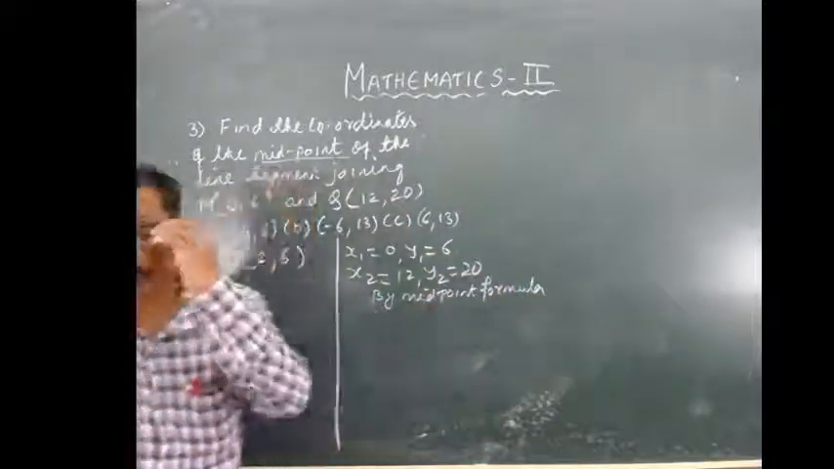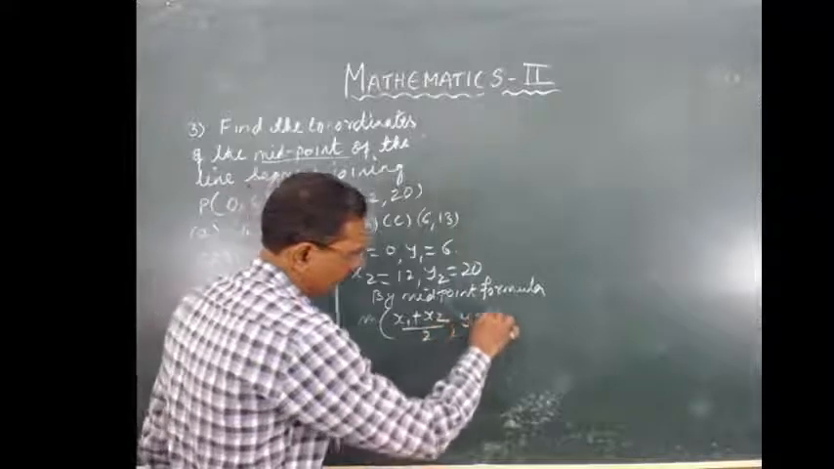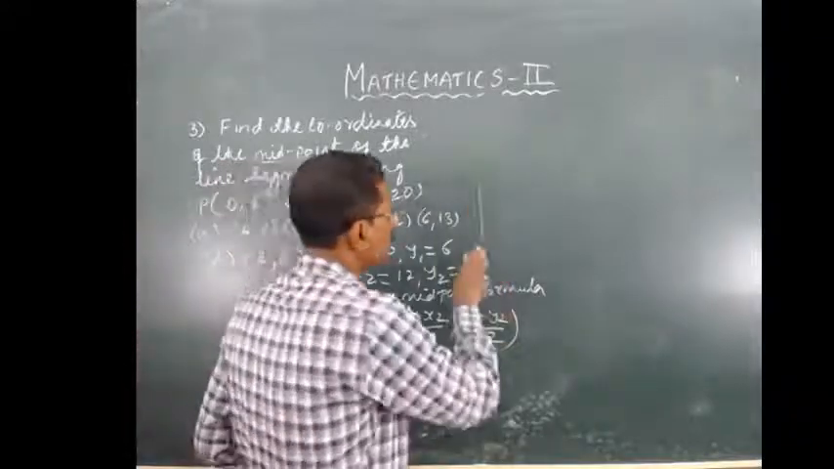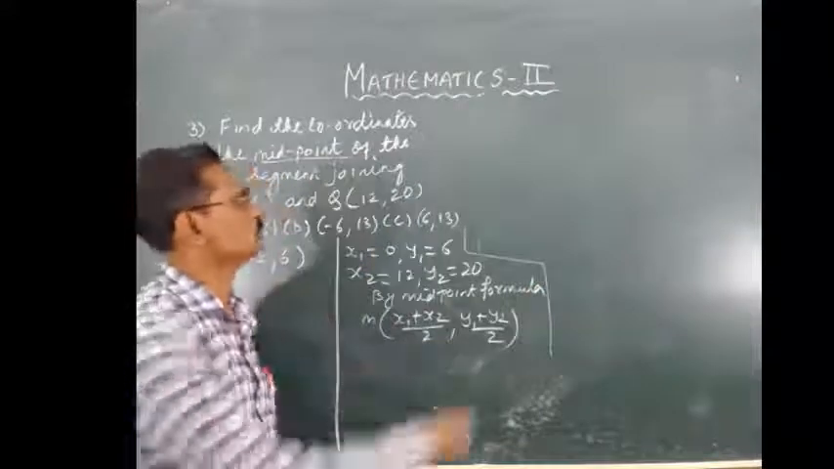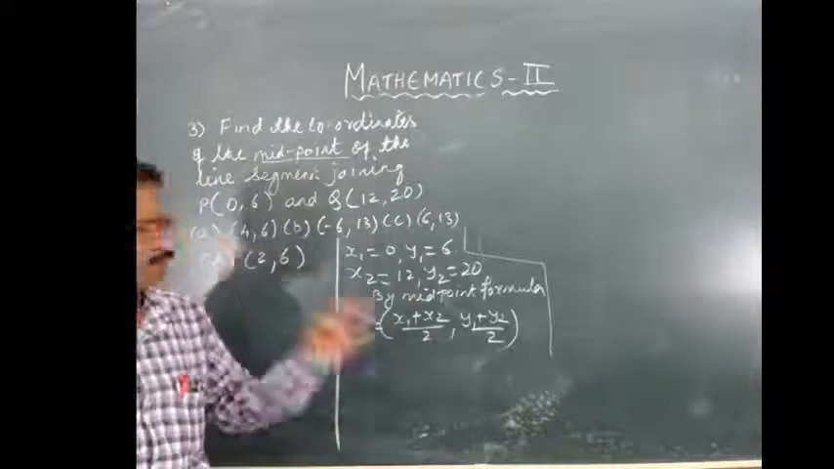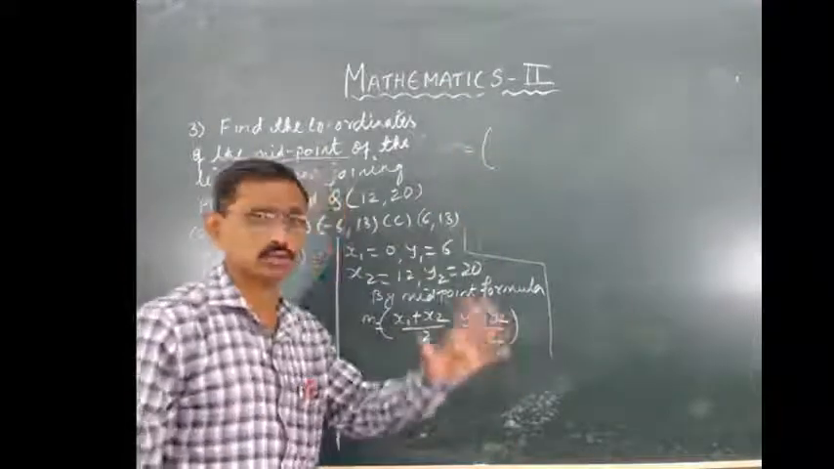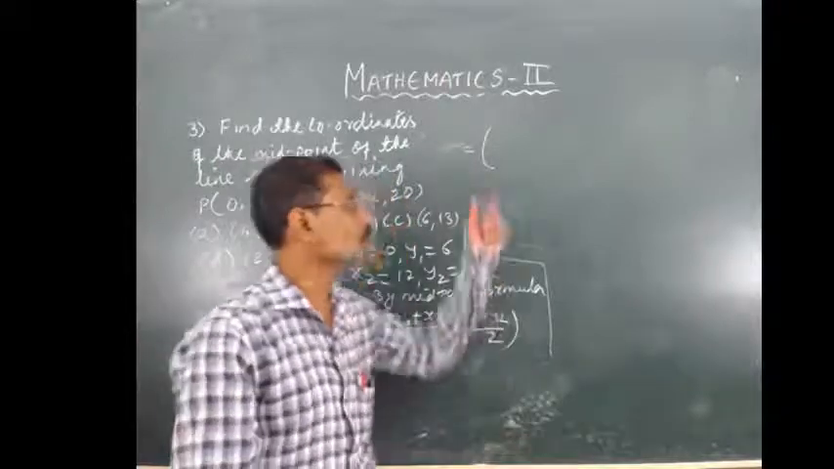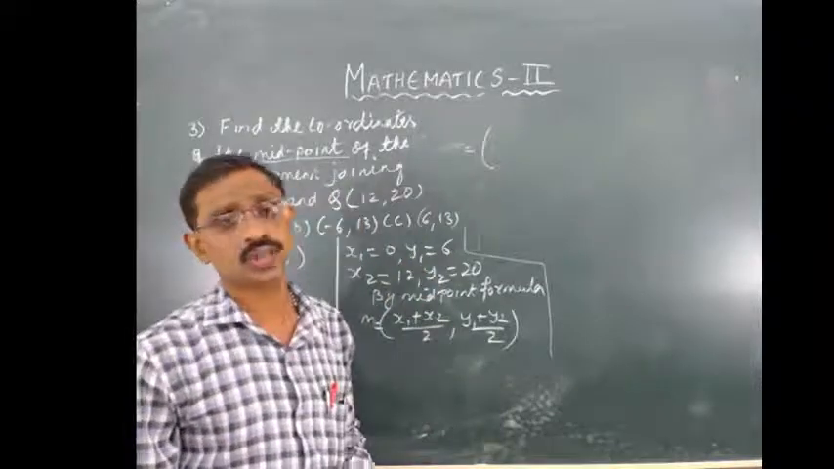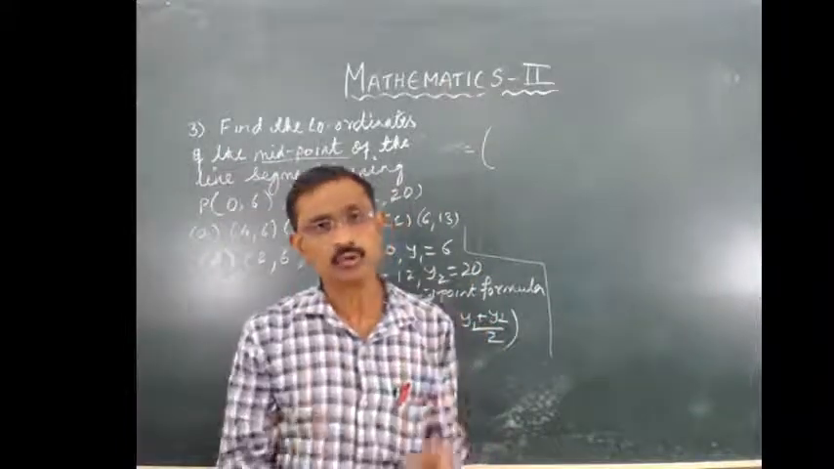And now here we are going to use the midpoint formula: (x1 plus x2 upon 2, comma, y1 plus y2 upon 2). What we have to do right now is just substitute the values. m is equal to (x1 plus x2 upon 2, y1 plus y2 upon 2). What are the values we have got? We have got the values of x1, x2, y1 and y2. Take these values and just substitute here. Once you substitute the values, we have to just solve them.